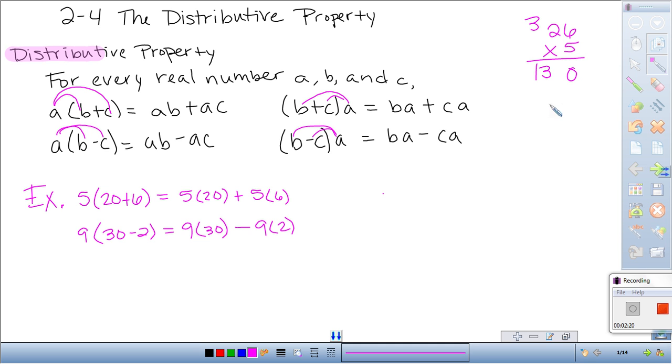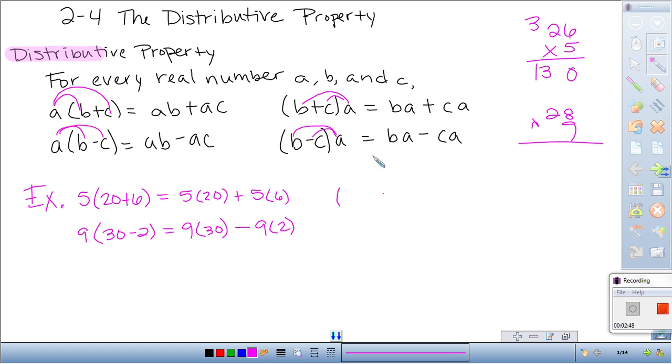So yeah, you could go off to the side. 30 minus 2 is 28. And you could do 28 times 9, and you could work this out. Or 9 times 30 is 270 minus 9 times 2 is 18. 270 minus 18. 270 minus 10 is 260, minus 8 more, 252, and there's your answer.